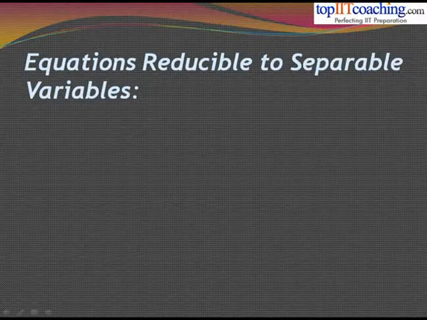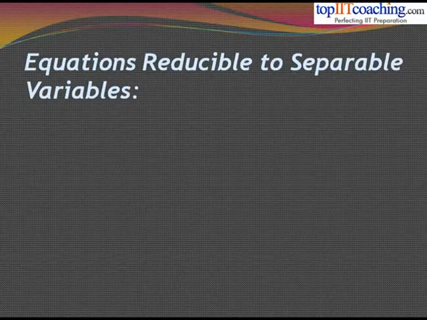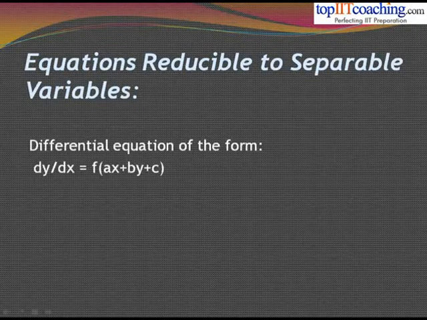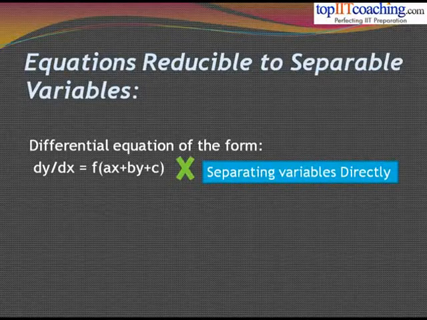Now in this method, we won't be given directly a differential equation which could be solved by separable variables. Here we have to perform some trick or some modification so that the equation reduces to a form that can be easily solved by the method of separable variables. But how do we do that? Let's see. If the differential equation is of the form dy by dx equal to f of (ax plus by plus c), that is dy by dx is a function of ax plus by plus c, then we cannot solve this by separating variables directly, as we cannot split it into a function of x and a function of y.